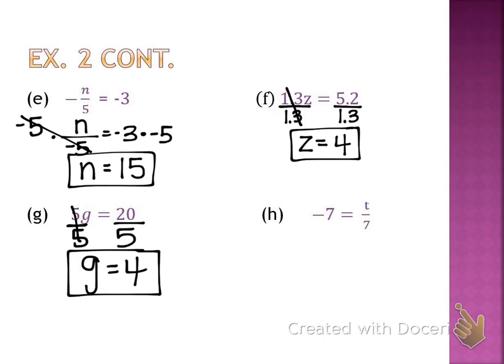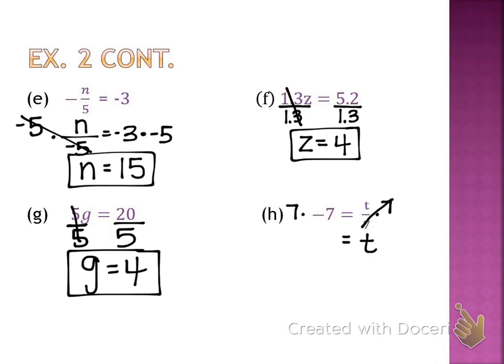Great. All right, Isaiah, letter H, read it to us first. Negative 7 equals t divided by 7. Very good. And so in order to isolate t, what did you have to do? Divide 7 by both sides. Divide it? I mean multiply 7. Good. It's a division problem already, so the inverse is multiplication. So these 7s cancel and equal 1, so we just bring down the t.